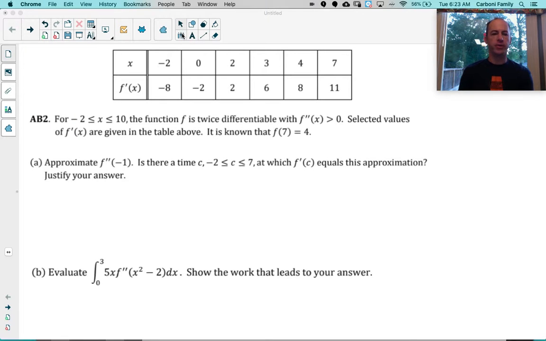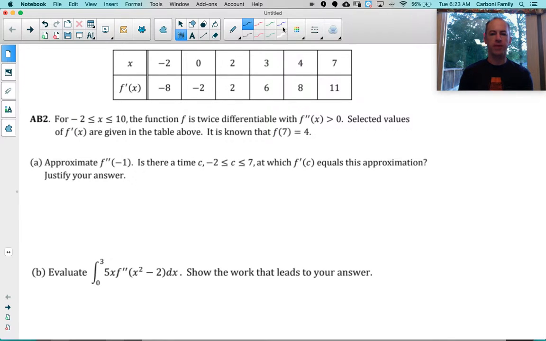This is a free response question that is very similar to what I expect the 2020 free response questions to look like. This is not an official AP question. This is just something that somebody out there created and was nice enough to share with the world on Facebook. So here we are. We have a table of values of a function that is twice differentiable. That's pretty important. f double prime is greater than 0, which tells you that this function is always concave up. So f is concave up.